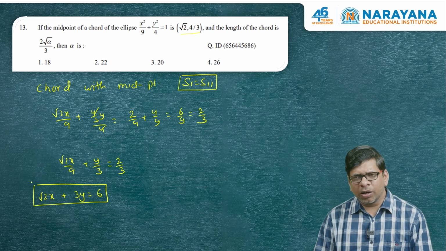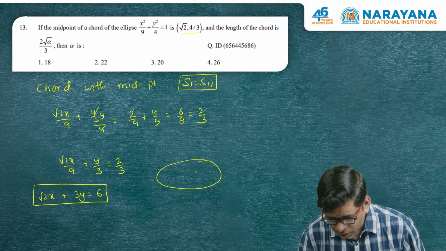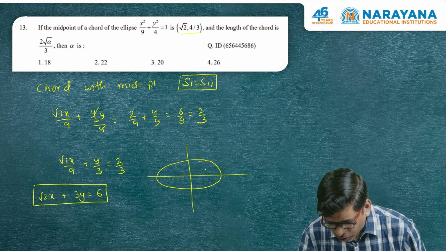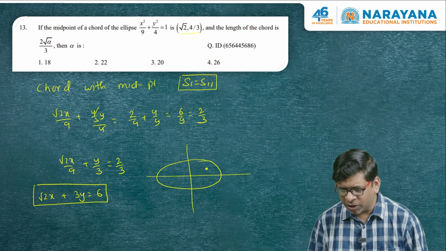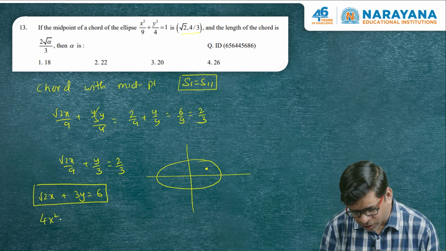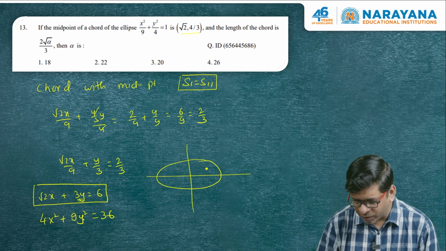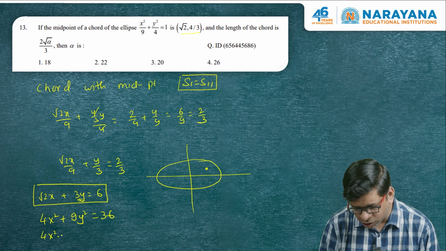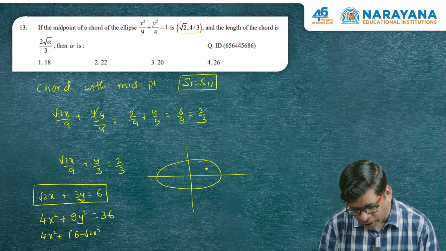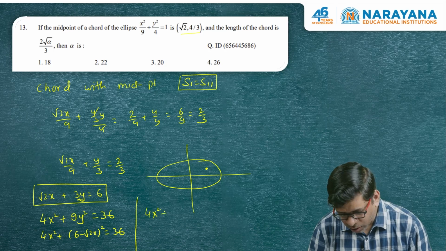Now, if this is the midpoint of the chord, then the length of the chord. So this ellipse is intersected by the chord whose equation is root 2x plus 3y equals 6. Let us solve this chord with the given ellipse. What will we get? 4x square plus 9y square equals 36. Already we know the value of 3y, so 9y square is the square of this. So 4x square plus (6 minus root 2x) whole square equals 36. So this becomes 4x square plus 36 minus 12 root 2x plus 2x square equals 36.